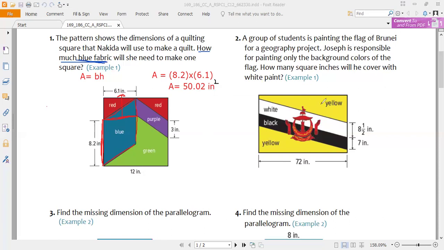Same question we have here. We will use that the area equals base times height, A equals base times height.